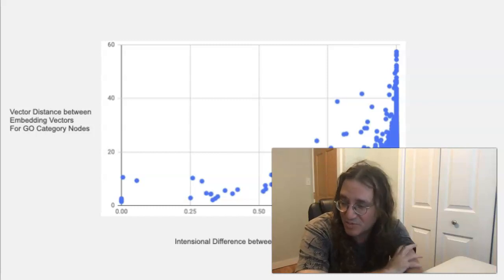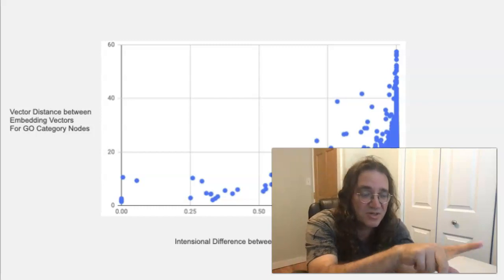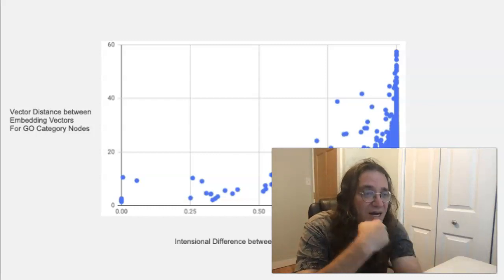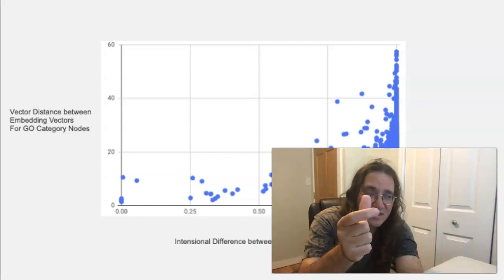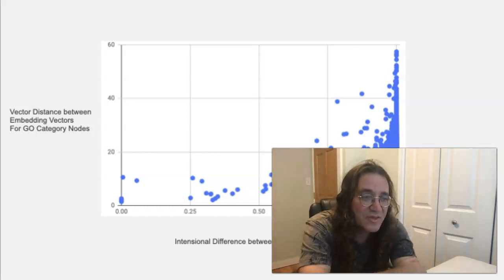It's a pair of nodes representing gene ontology categories, where a gene ontology category could be a biological process like, say, apoptosis or T-cell differentiation. So each dot is a pair of two gene ontology category nodes, and on the y-axis what you have is just the distance between the embedding vectors that DeepWalk assigned to those nodes.